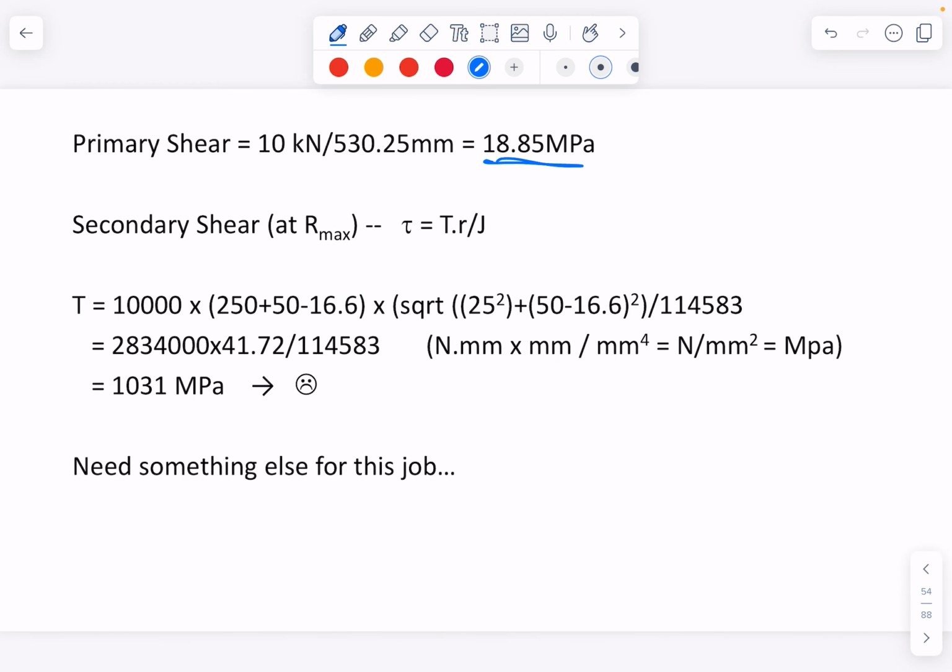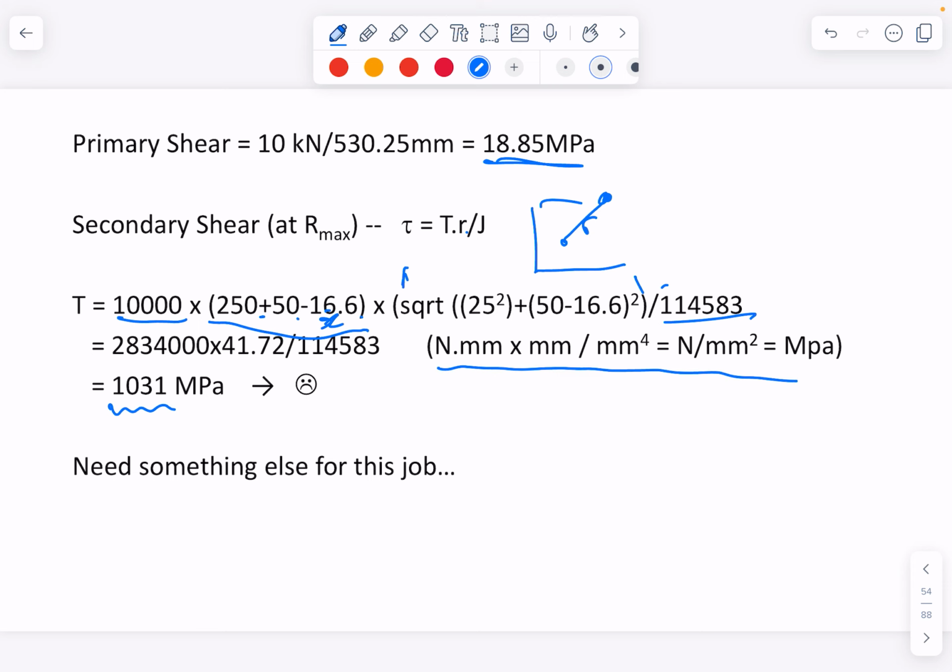Primary shear, 18.85 megapascals, woohoo, that's nice and strong. Let's have a look at the secondary shear, T times R divided by J. The torque is 10,000 newtons times my distance, 250 from the outside edge, plus the 50mm overlap, minus the 16.6 where X bar is. The square root of those finds where that maximum radius is, divided by J, and oh dear, it's 1000 MPa, so that's not going to do it. We'd need to go back through and put a bigger section in or something.